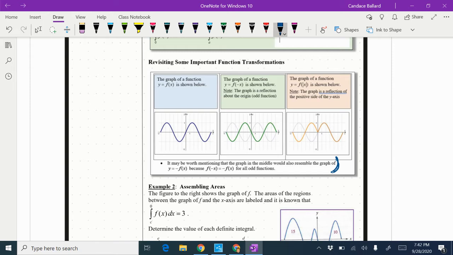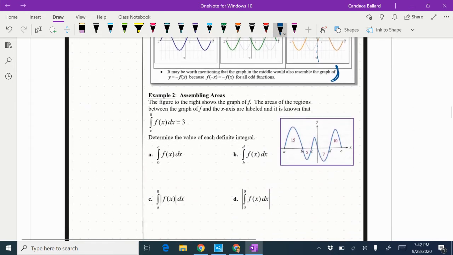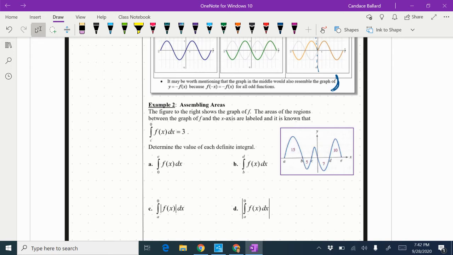And then the other graph that's interesting is this is f, the absolute value of x is shown. And this is a reflection of the positive side of the graph across the y-axis. So we're going to assemble some areas. The figure at the right shows the graph of f. The areas of the regions between the graph of f and the x-axis are labeled, and it is known that from c to 0, my area is 3. If it was me, I would probably put a negative sign on these ones that are underneath the axis, so I remembered that. All right, so let's see if we can find each one of these areas.